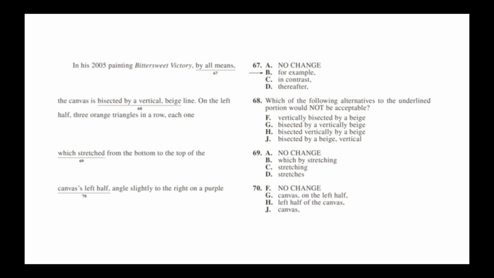The canvas is vertically bisected by a beige line. The canvas is bisected by a vertically beige line. The canvas is bisected vertically by a beige line. The canvas is bisected by a beige vertical line.